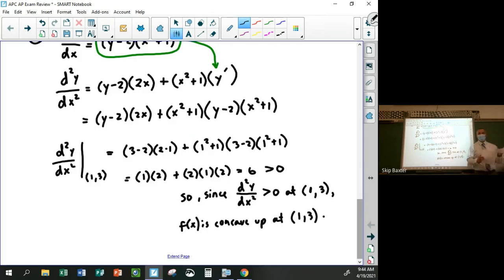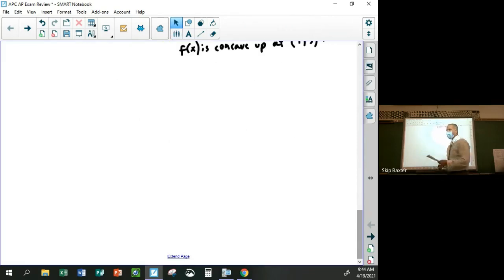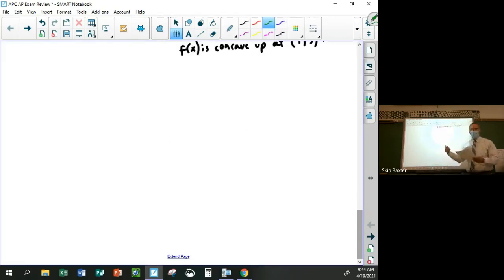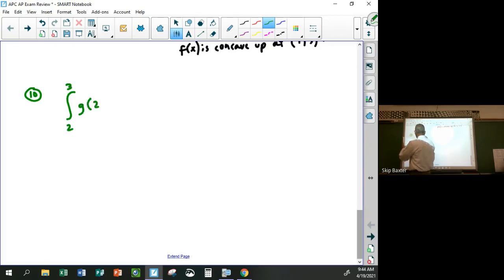Okay, what else on the test? Number 10. This is one of those u substitutions where they're checking to see if you know how to do it the other way, right? So you have the integral from 2 to 3 of g of 2x minus 1 dx.